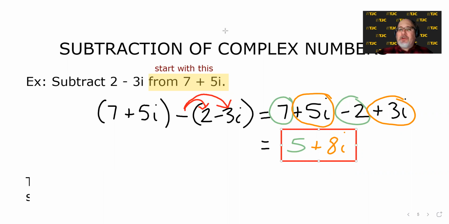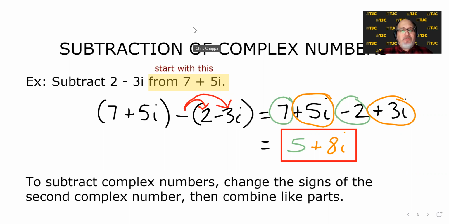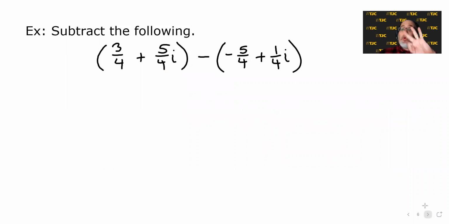But it would be nice to summarize what we just did, and that's what's underneath that white box at the bottom. To subtract complex numbers, all you have to do is change the signs of the second complex number, because it's the one with the minus in front of its parentheses, and then combine like terms. So essentially you turn it into an addition problem. All right, let's try one and then we'll move forward. I got a couple more problems after this next one. So, 3 more.